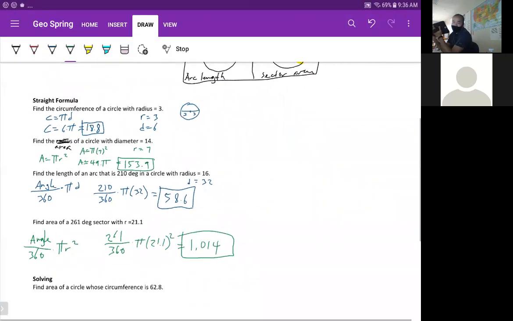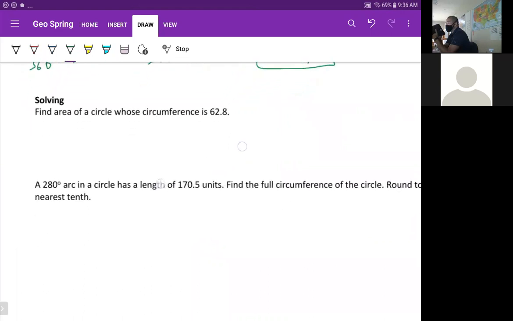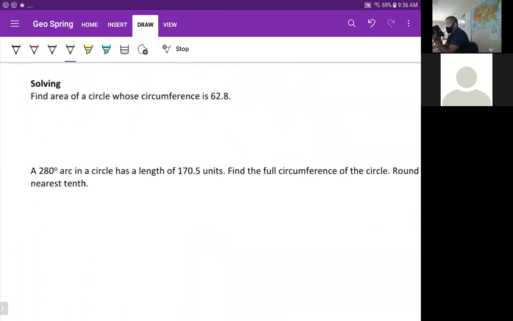Okay, so that's the basic part of it. This gets you 1 through 12. So 1 through 12 are like these 4 questions. 13 through the rest of it are going to be more like this, where you have to solve. So it's going to be like varieties of this. So let's start with this one.